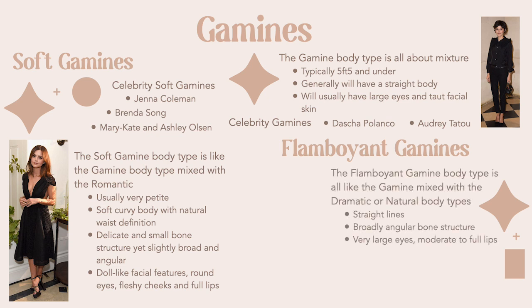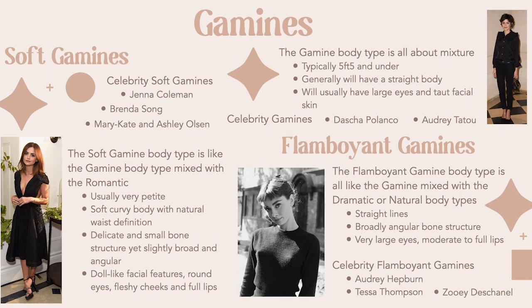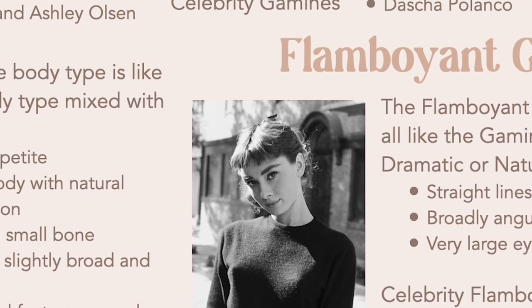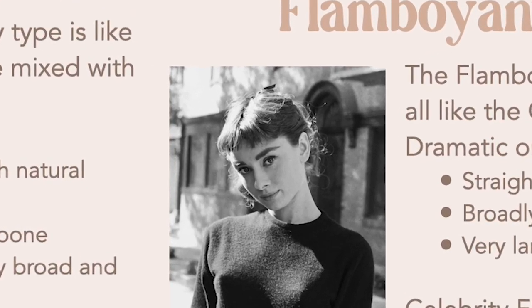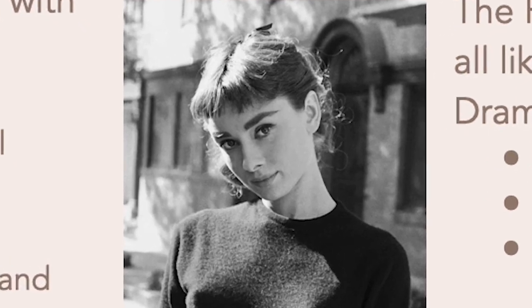So these people have a short vertical line, so will appear very petite. Like Audrey Hepburn is a classic example of this type, and I genuinely thought she was about 5'2". So imagine my shock when I found out she was 5'7". Their bodies will be very straight, and they'll have squareness in the shoulders. Their facial contours will be slightly sharp or broad, and they will usually have huge eyes, taut facial flesh, and moderate to full lips.